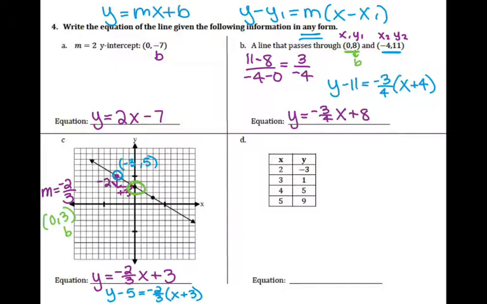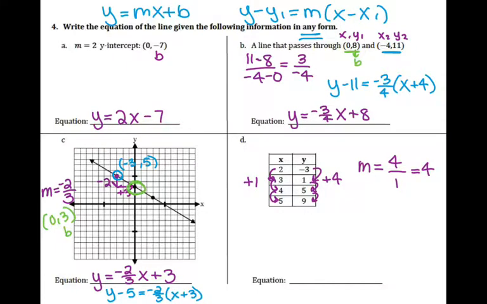Okay, a table. So when I have a table, I still need to find my slope. That's going to be change in y over change in x. So if I look at my y's, let's see how these are changing. I'm going from negative 3 to 1 to 5 to 9. So each time I am adding 4. And if I look at my x's, each time I am adding 1. So my slope is my change in y over my change in x. So 4 over 1, which of course is just 4.